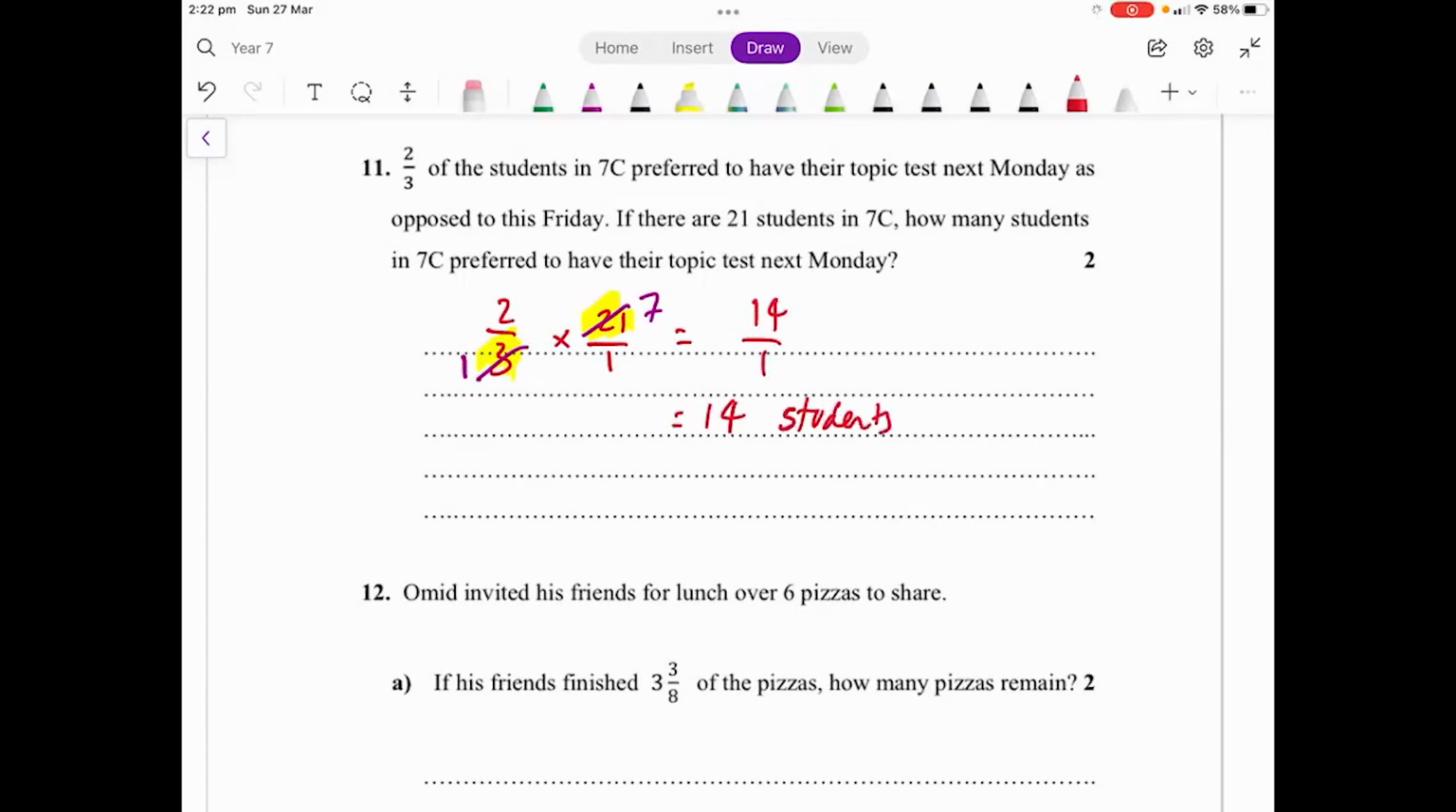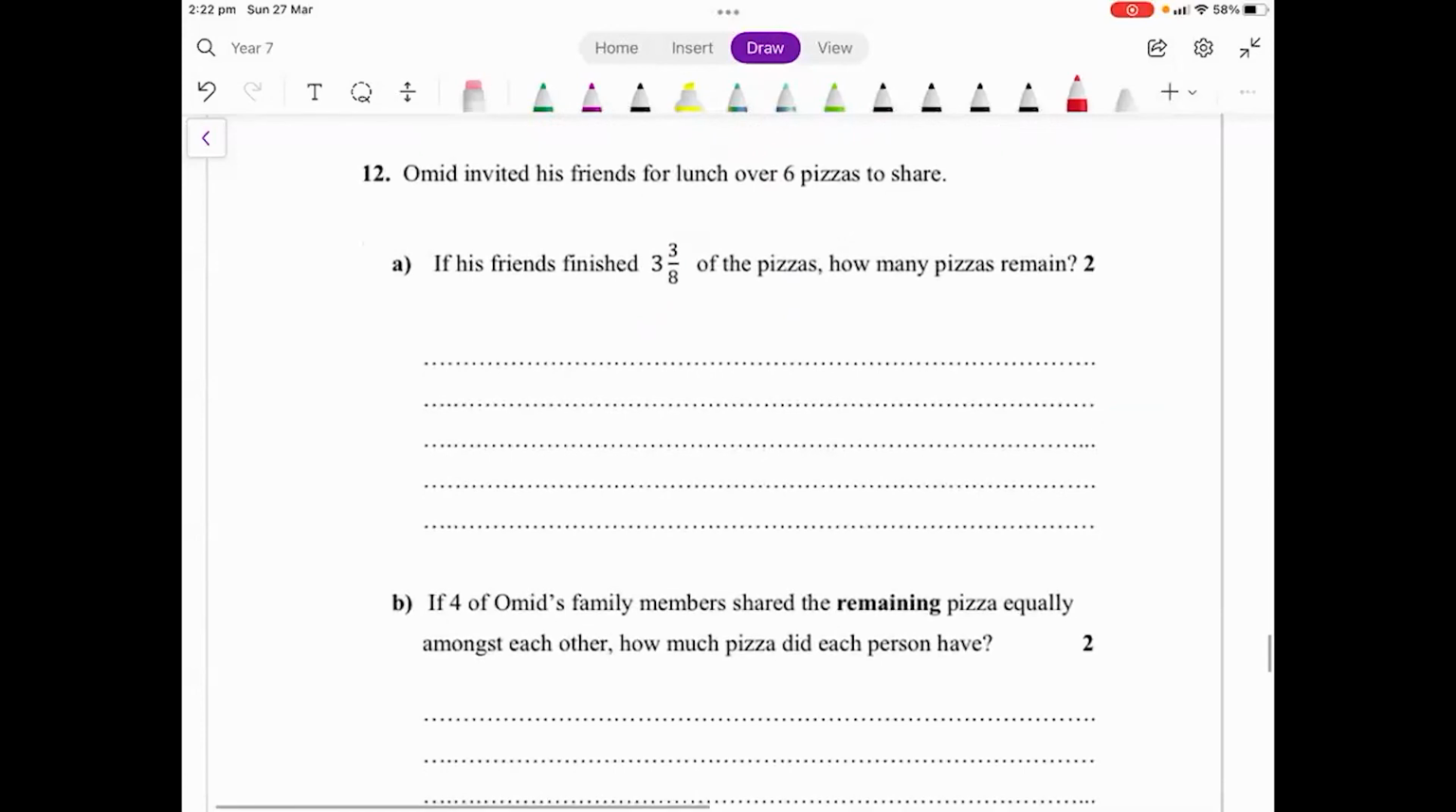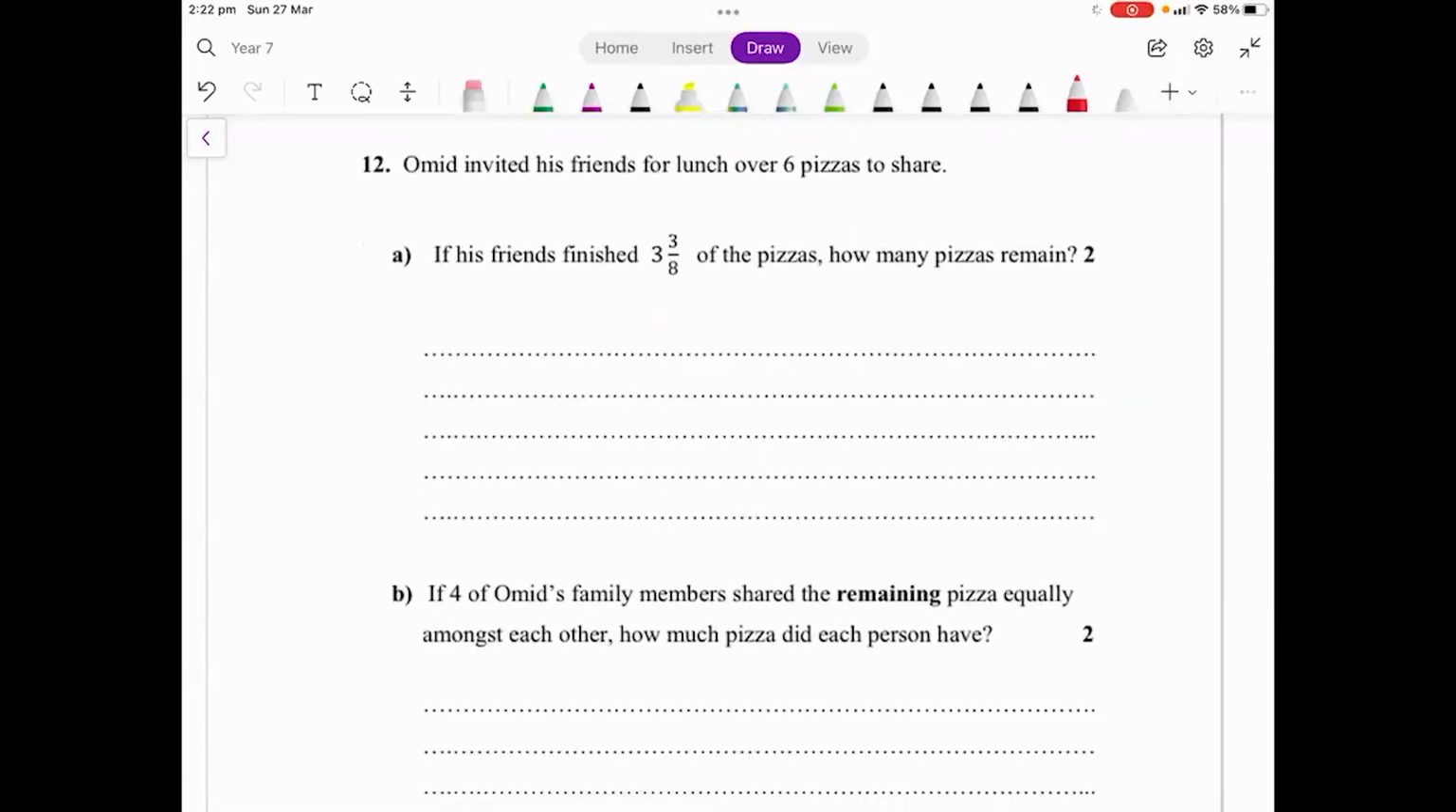Question 12. Omid has invited his friends over for lunch. There are 6 pizzas to share. If his friends have finished 3 3/8 of the pizzas, how many remain? That's a subtraction, so we write 6 minus 3 3/8.